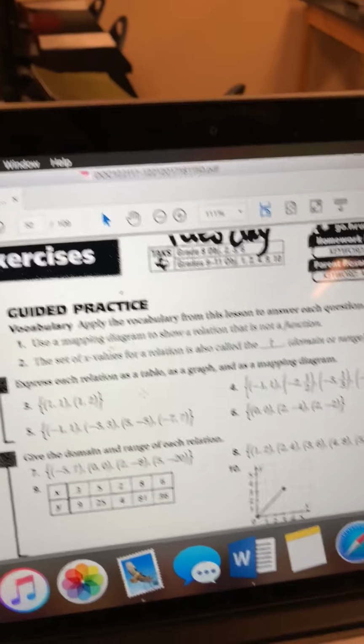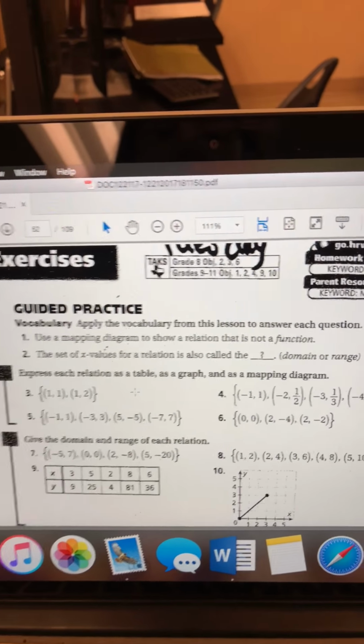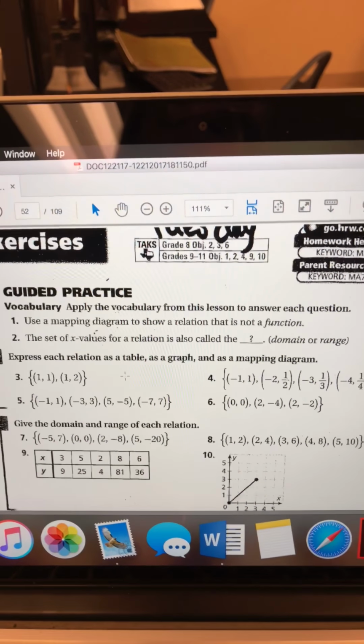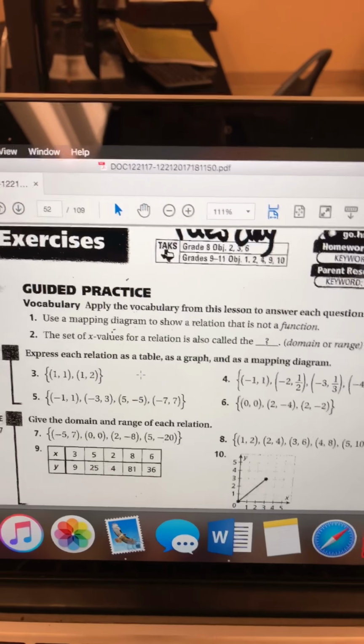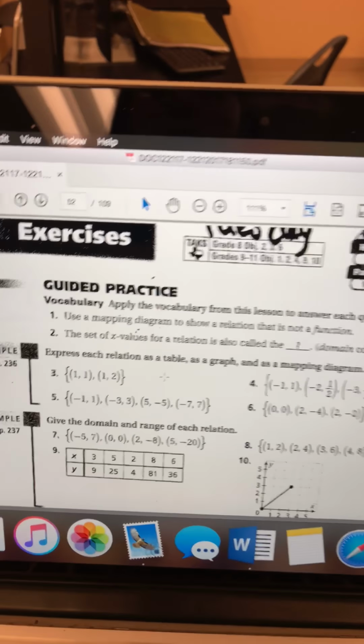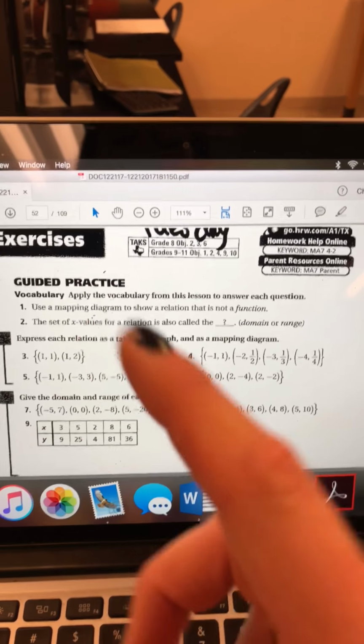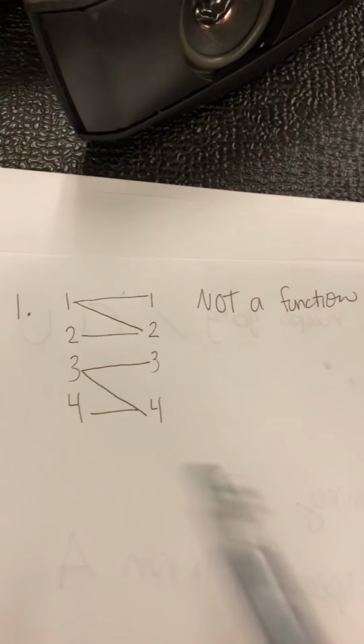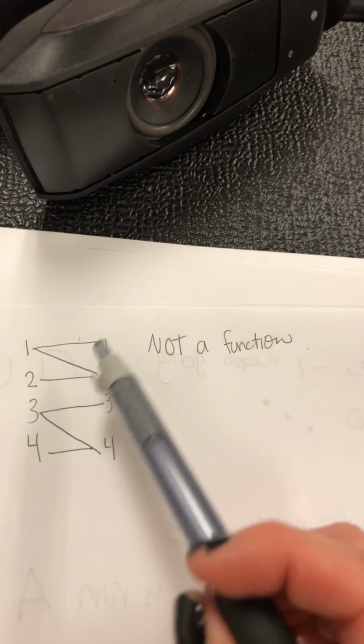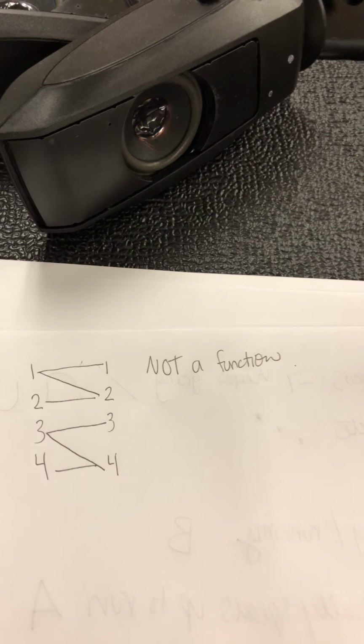So in number one, it asks me, use a mapping diagram to show a relation that is not a function. So I want something that has an x value that is going to two different places at once. Can one person be in two places at once? No. So Miss Hood made number one. She just said 1, 2, 3, 4, and 1, 2, 3, 4.